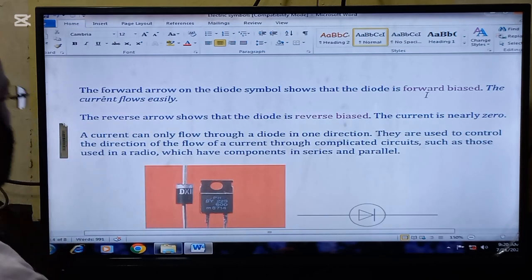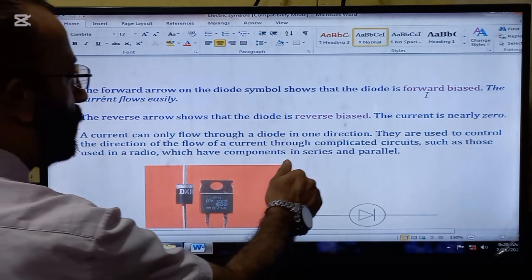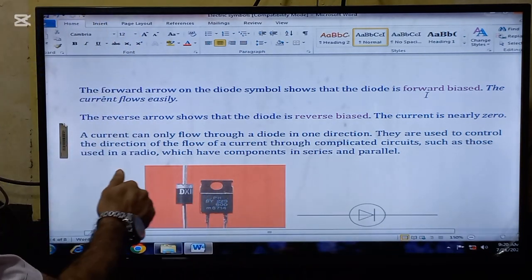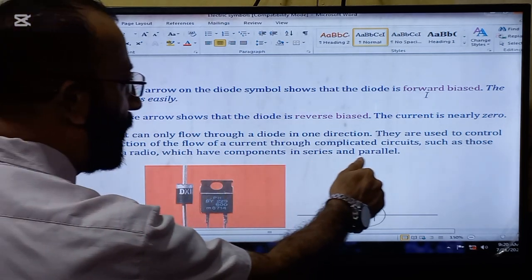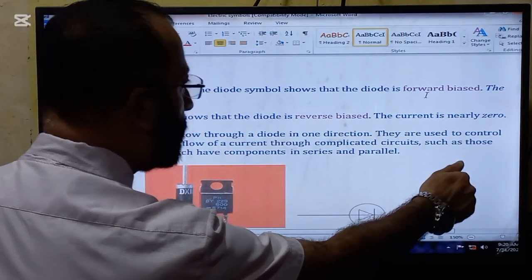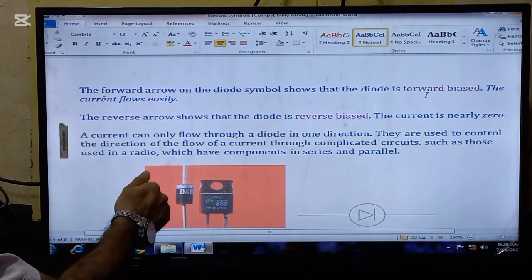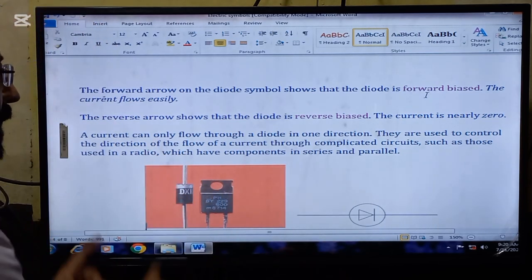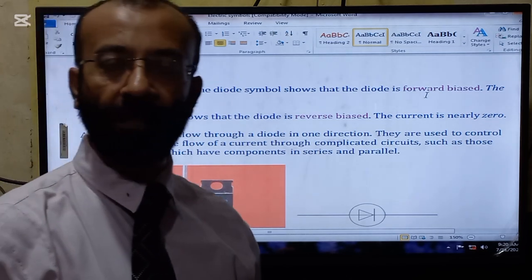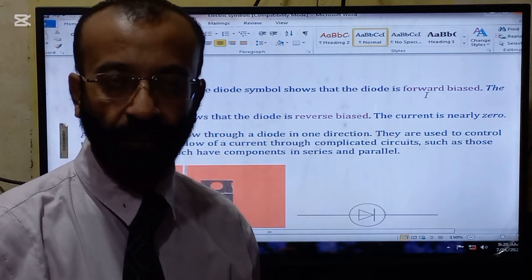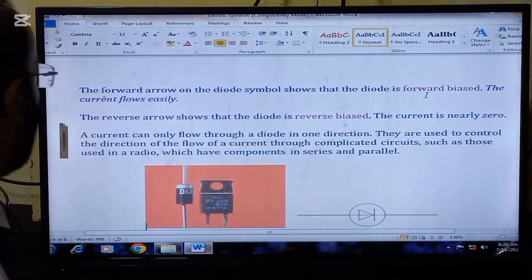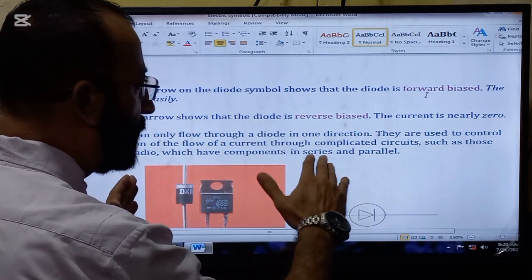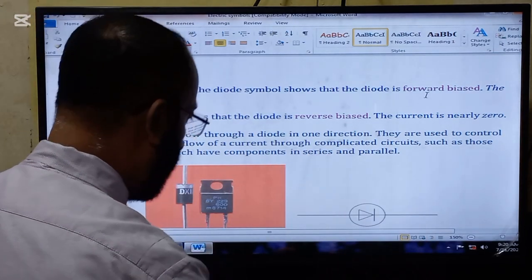A current can only flow through a diode in one direction. Diodes are used to control the direction of the flow of the current through complicated circuits, such as those used in radio, which have components in series and parallel. So diodes are normally used in complicated circuits, for example radios, in which the current has to flow in one direction.